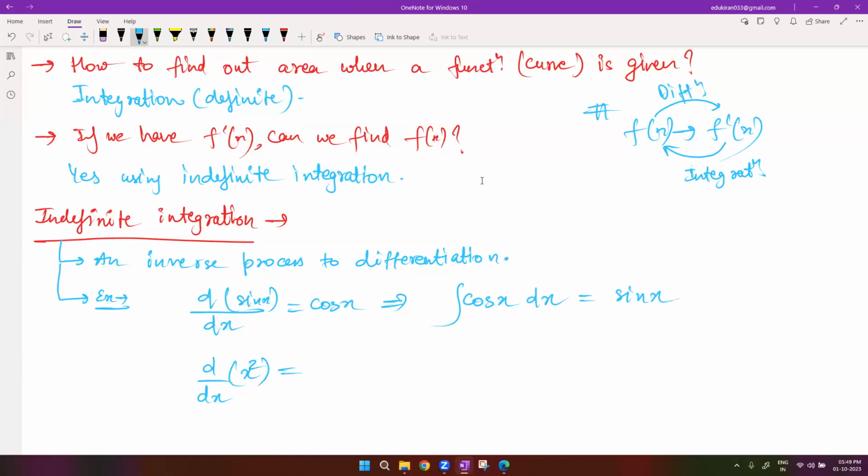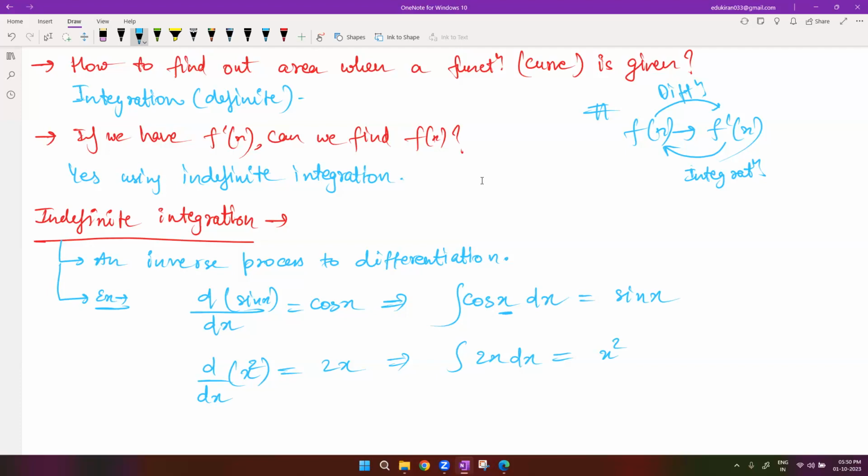What is the differentiation of x square? Can anybody tell me? 2x. Which means that if you integrate 2x, then what should be the answer? This is the integration of 2x. This is the integration of cos x. This is the sign of integration, and we will integrate with a variable, preferably the variable that we have here. Right now, we are integrating cos x with respect to dx. Similarly, in the second case, we are integrating 2x with respect to dx. The output will be x square. As I said, it is the inverse process to differentiation.